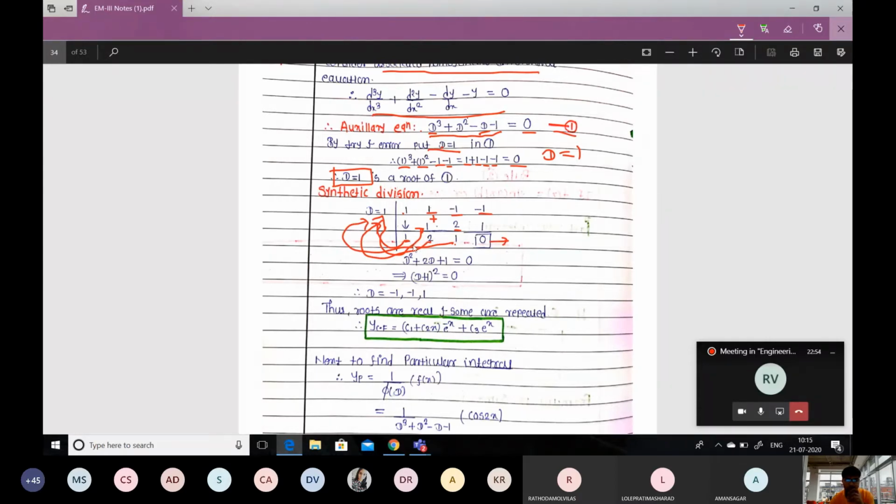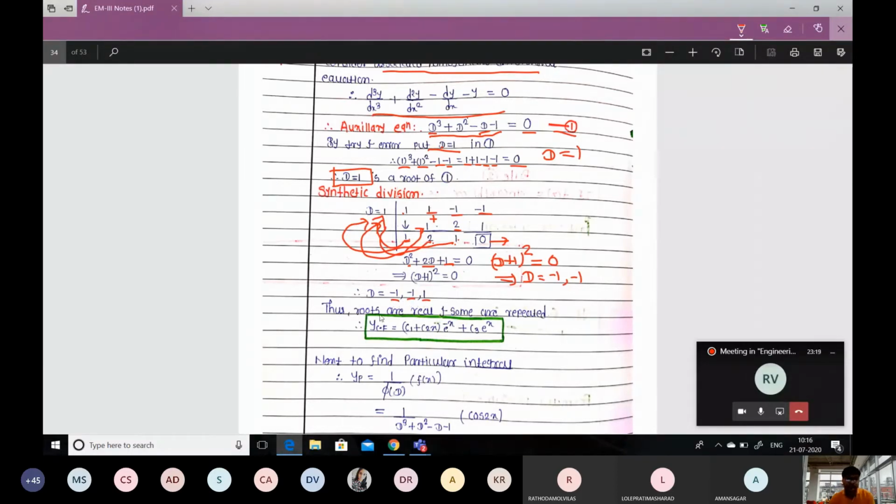Then you have to start with the D square term. 1 is the coefficient of D square, 2 is the coefficient of D, and the last is a constant term, which is simply the expansion of (D plus 1) whole square equal to 0, and that's why we get D equal to -1, -1. So we obtain the roots as -1, -1, 1.